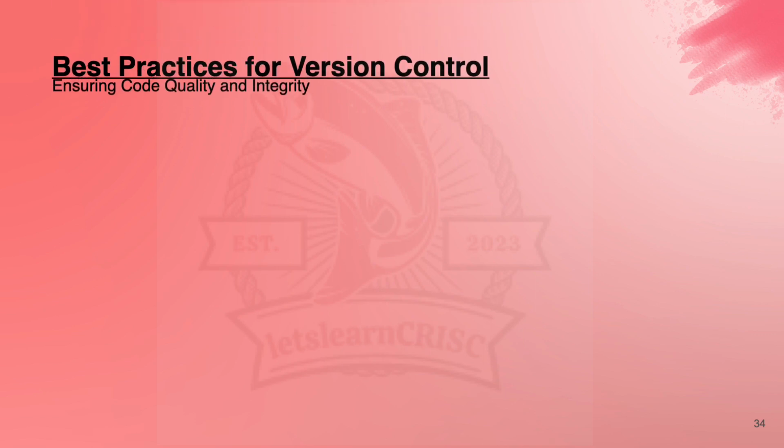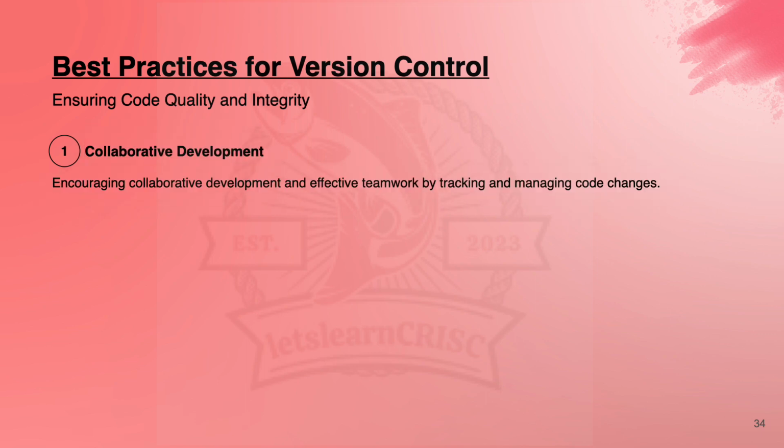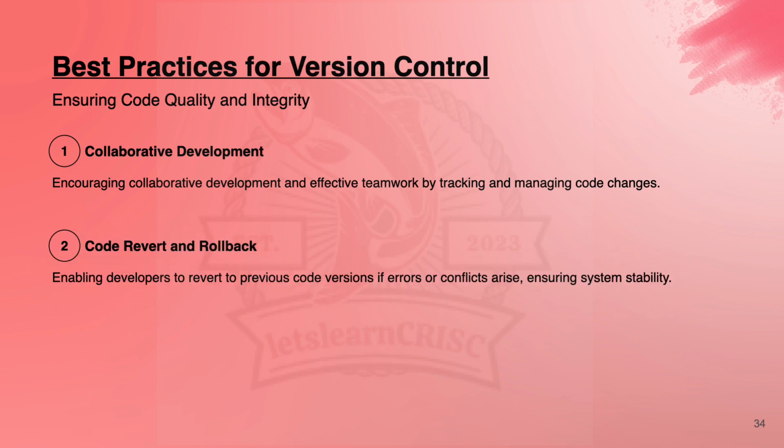Moving next, we'll discuss some best practices for version control. The first is collaborative development. Friends, version control encourages collaborative development and effective teamwork by tracking and managing code changes. It allows multiple developers to work on the same project without conflict.